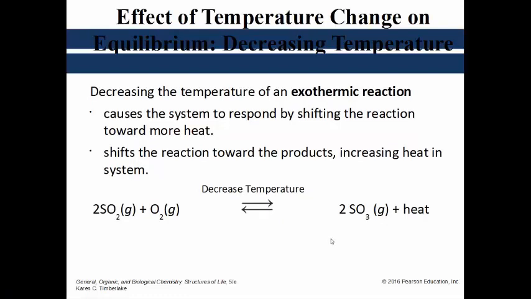Let's say that you are decreasing the temperature in an exothermic reaction. The system will respond by shifting the reaction toward more heat. So the reaction will be toward the products, increasing the heat in the system. So for this reaction here, SO2 plus oxygen will give you SO3 gas plus heat. So if you decrease the temperature in this exothermic reaction, the reactions will be shifted toward and driven toward the products, increasing the heat.